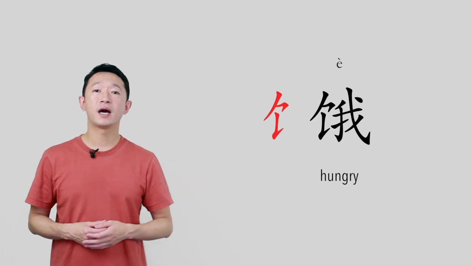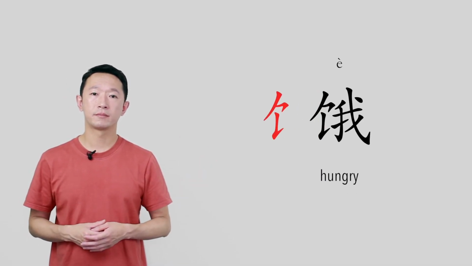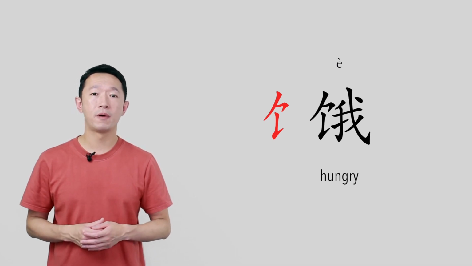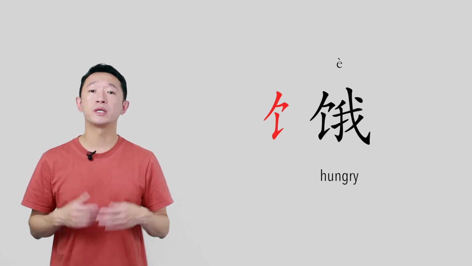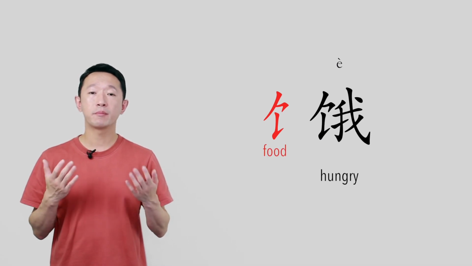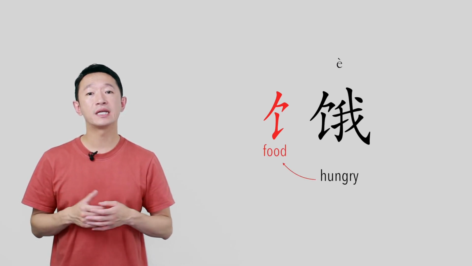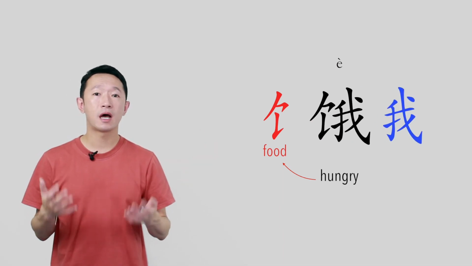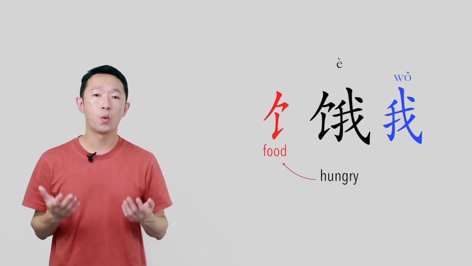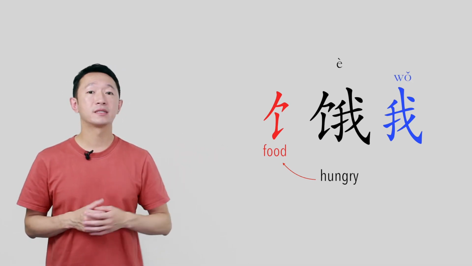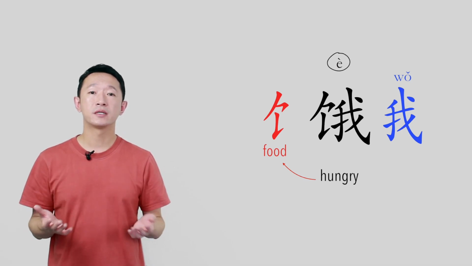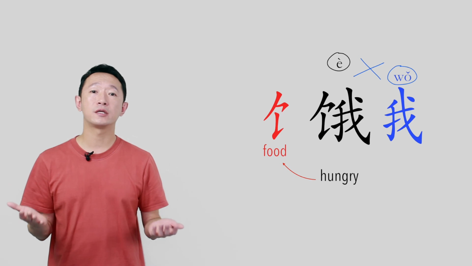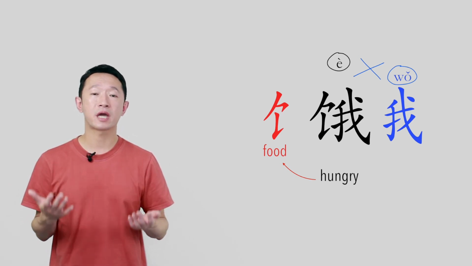This character is 饿. 饿 means hungry. The component on the left is the meaning part. It is not a character by itself, but is a common component which relates to food, and can be used to form many other food-related characters. The component on the right is the sound part. It's read as 我, but the character is 饿. So you can see the sound part 我 doesn't give any useful information to help you pronounce the character 饿.